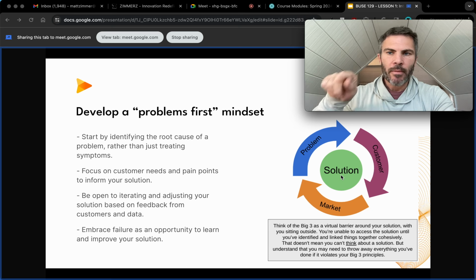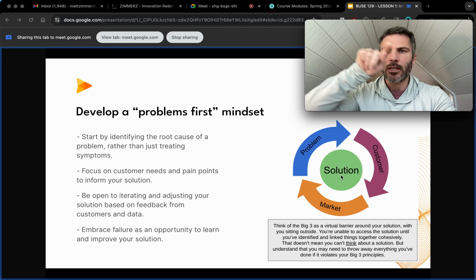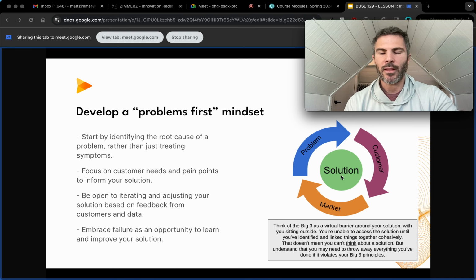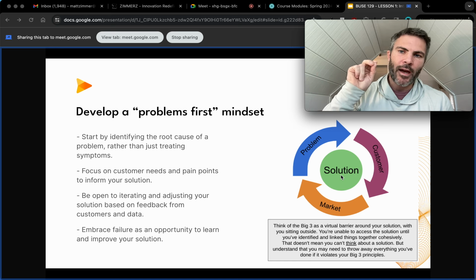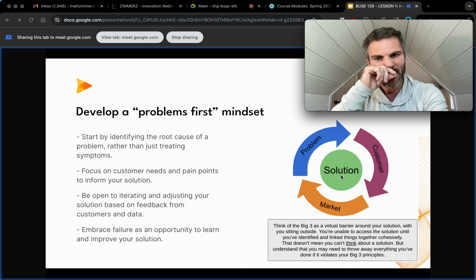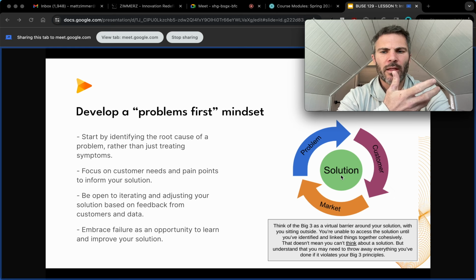So think about the problem, the customer, and the market as really spiraling around your solution. And if we identify the solution first and then go out and try to figure out if we have a problem, it's really hard to get into this iterative nature of thinking about, do we have the right solution for what we're trying to solve for? So that's the way that I think about it.